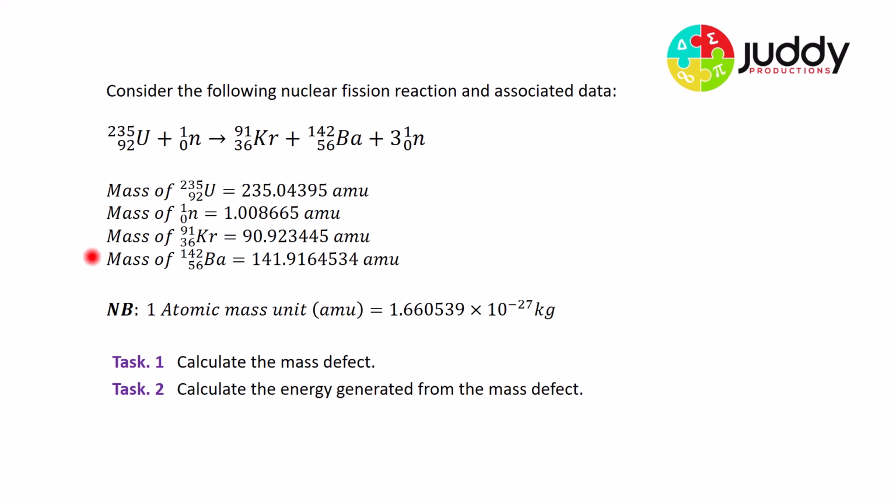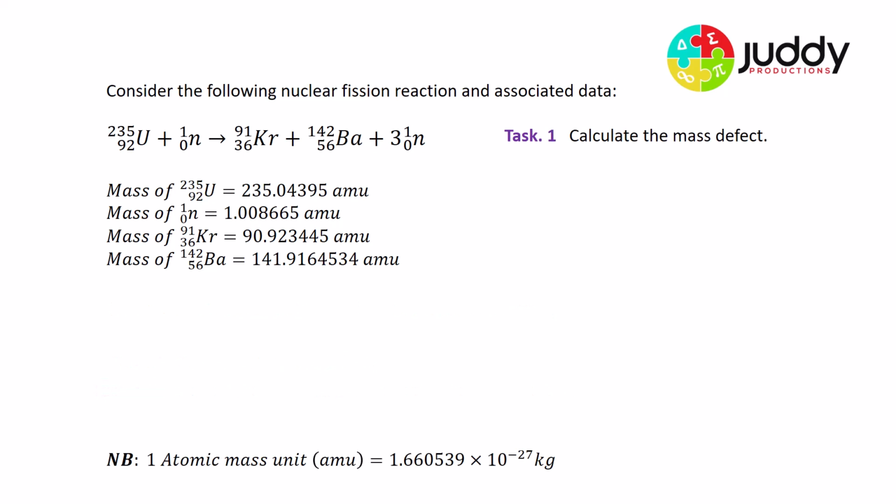141.9164534 AMUs. Now recall, one atomic mass unit, also known as a Dalton, is equal to 1.660539 by 10 to the negative 27 kilograms. And an AMU is defined as the average mass of a nucleon in a carbon-12 nucleus. So we have two tasks for today. Task number 1 is to calculate the mass defect, and task number 2 is to calculate the energy generated from the mass defect.